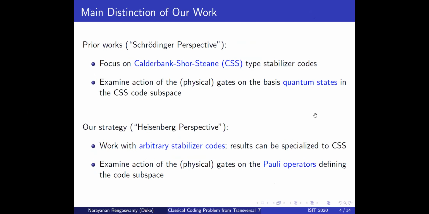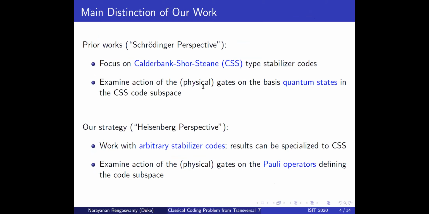Now, one primary distinction between these works and our work is that these works use what we might call the Schrodinger perspective, where they look at CSS codes, which are a specific kind of quantum codes, and then they try to see how these gates that I mentioned act on the basis states for this CSS code.